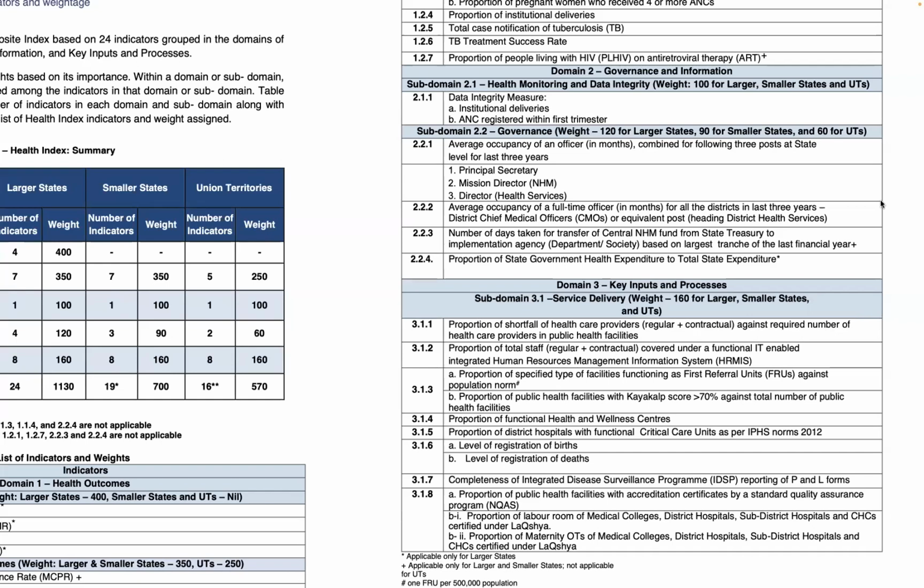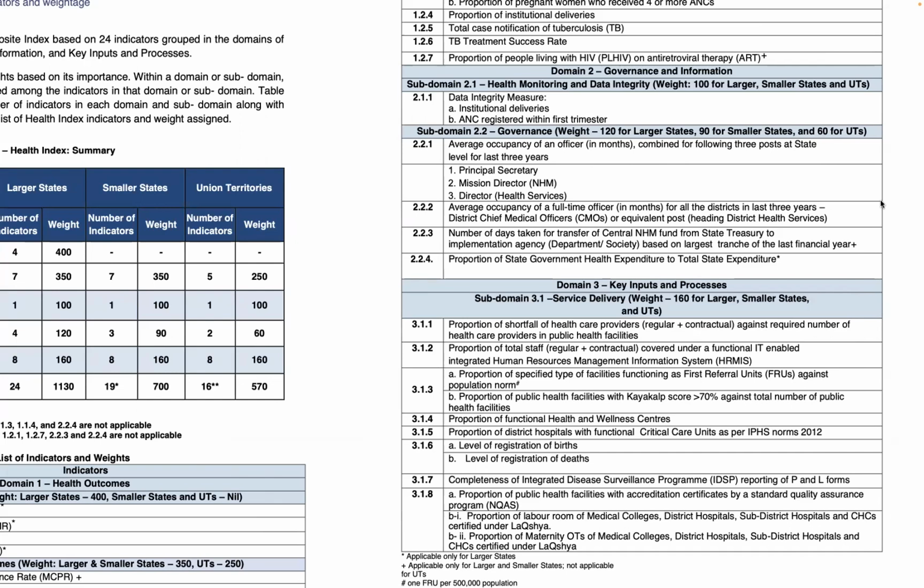Proportion of total staff, regular or contractual, covered under a functional IT-enabled integrated human resource management information system. How many are actually registered in the human resource management system? Proportion of specified types of facilities functioning, such as first referral units against a population norm. Number of people to number of PHC centers, how many are there?